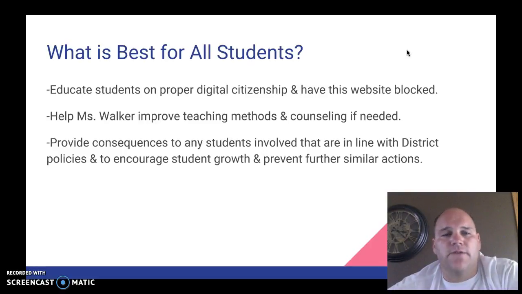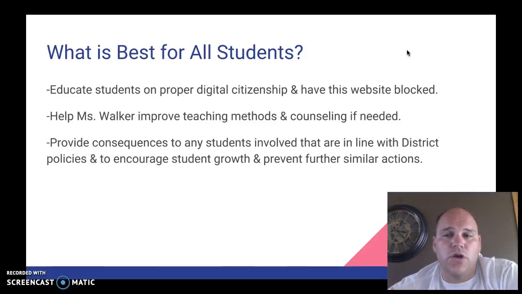Now, off campus, that's a different situation. We need to help Ms. Walker improve her teaching methods and provide her the appropriate counseling needed if she needs it, to try to make her a better teacher. We need to help her improve, and then provide consequences to any students involved that are in line with district policies, but also encourage the students to stop that behavior, and also hopefully prevent other students from taking similar actions.